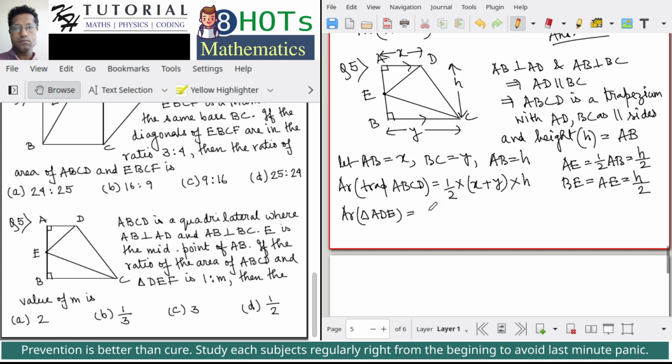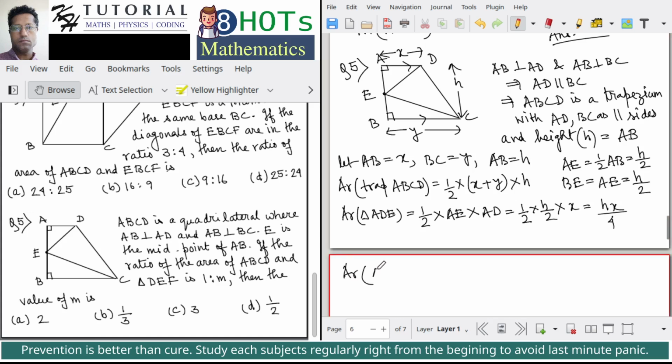Using the formula half into base into height, base is AE and height is AD. Why? Because we know that angle A in AED is right angled. This is equal to half into AE, and AE is h by 2, and AD is x. So this is hx by 4.